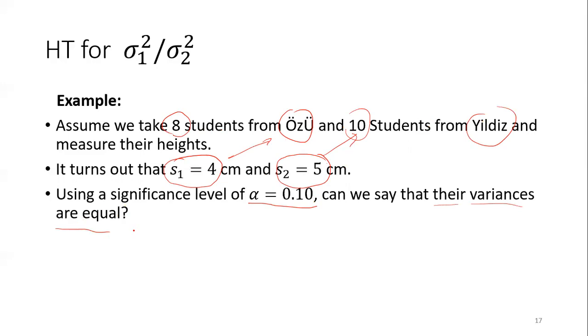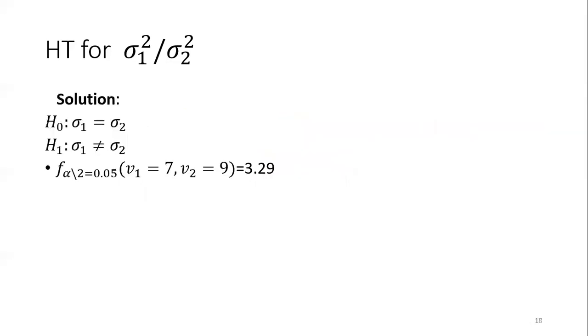Of course, in order to make this test, again, what is our assumption? Our assumption is that the height of the students in both universities are normally distributed. Okay, so H0 is your null hypothesis: sigma 1 is equal to sigma 2, versus sigma 1 is not equal to sigma 2. So we just go to the table and check F sub 0.05 with 7 degrees of freedom and 9 degrees of freedom. It turns out that that's equal to 3.29.